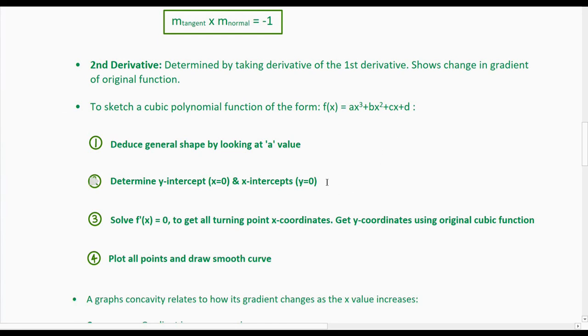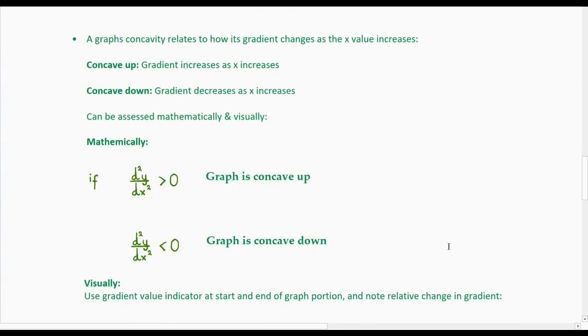Then you determine the x and y intercepts of the graph. Then you calculate the first derivative of the function and equate it to 0 to get the stationary points, which is the same as the turning points. By equating it to 0, you'll be able to get just the x coordinates of these turning points. Then to get the y coordinates, you just sub these x values into the original function, and you then have enough information to draw a smooth curve.